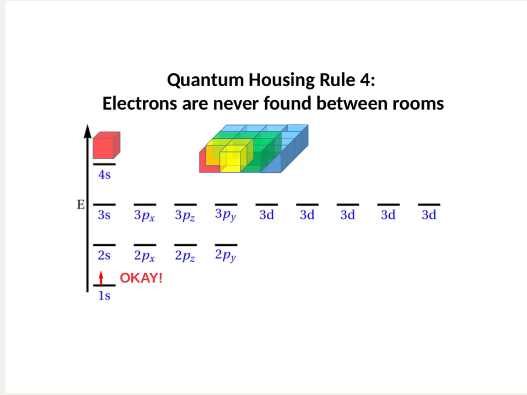Okay, so here's our next housing rule. It turns out that you can never have an electron between 2 different rooms or between 2 different homes. They are always in a specific home, in a specific room of that home. So it's okay to put an electron here, or we could put an electron here, but you could even put it at a higher level, way up here at the 3d orbital, but you're never going to find it just floating around in some intermediate energy space in between. It simply doesn't happen. Okay?